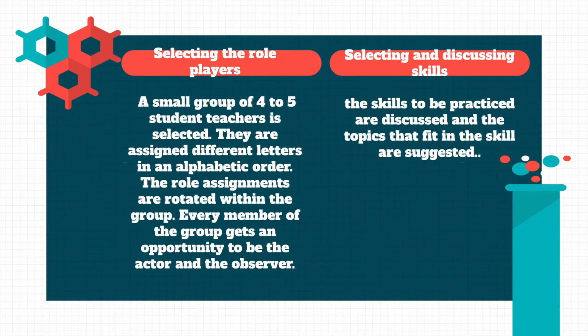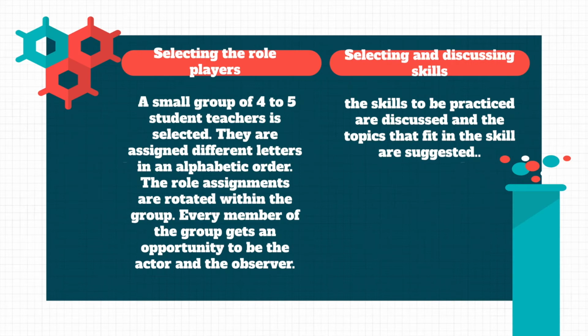These are the procedures of simulation. First, we have to select the role players. In a small group of 4 to 5 students, a teacher is selected. They are assigned different letters in alphabetical order. The role assignments are rotated within the group. Every member of the group gets an opportunity to be the actor and the observer.